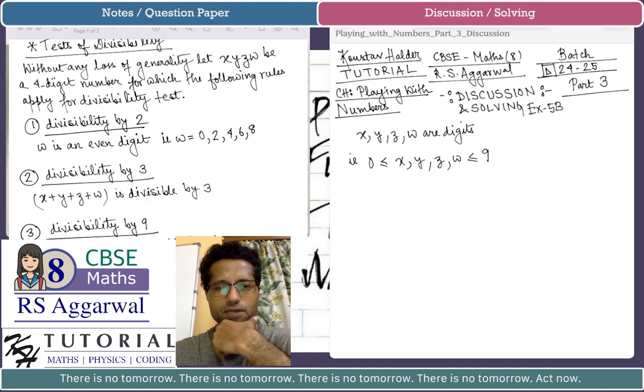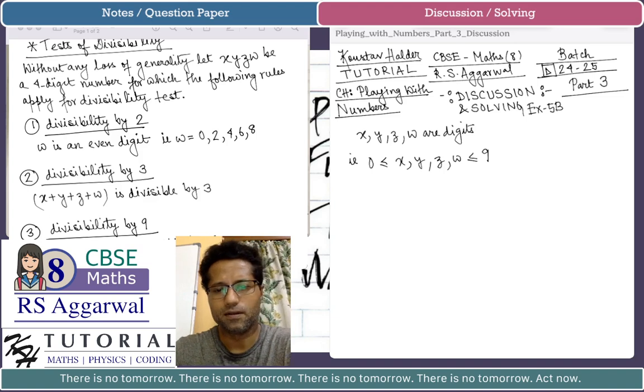So first one is divisibility by 2. So the number XYZW, any number, will be divisible by 2 if the digit at the units place or ones place is an even digit, that is, it could be 0, 2, 4, 6 or 8. That is any digit divisible by 2, that is an even digit.